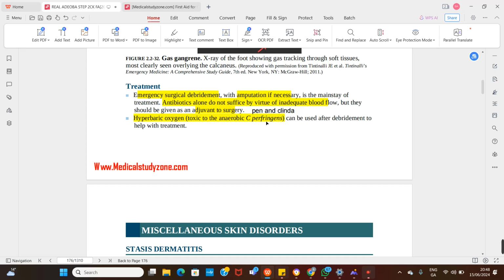And give your clindamycin to take care of your anaerobes. Penicillin and clindamycin is commonly used after your surgery.